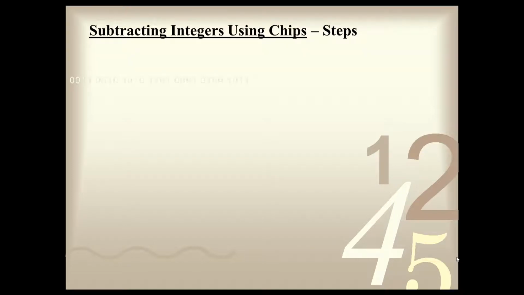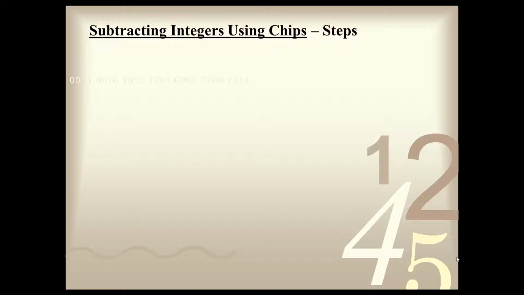Hello, grade sevens. I got asked a question in the discussion forum on when you're subtracting integers with chips, whether or not you need to always add zero pairs. And the answer to that question is no. It depends on what the circumstance is. Now, I suspect a lot of people are having difficulty with the integer subtraction with the chips, and if you are, this is pretty normal.